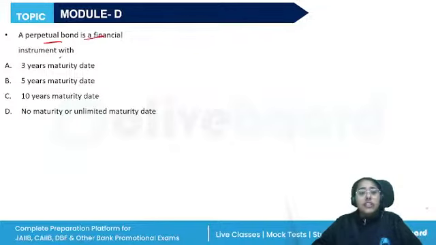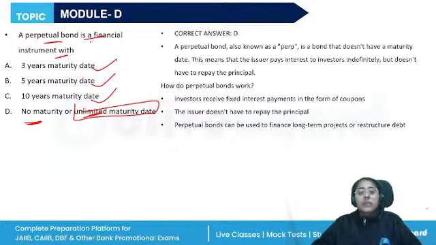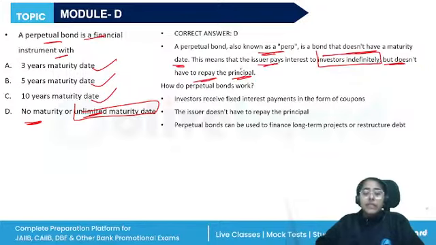So it is a financial instrument with option A, 3 years maturity, B, 5 years maturity, C, 10 years maturity, or D, there is no maturity, or it has unlimited maturity date. So perpetual means something that continues. So the correct answer will be option D. It is known as a perp, which does not have a maturity date. So it means that the issuer pays interest to the investors indefinitely but doesn't have to repay the principal.